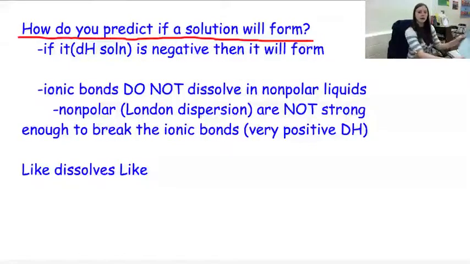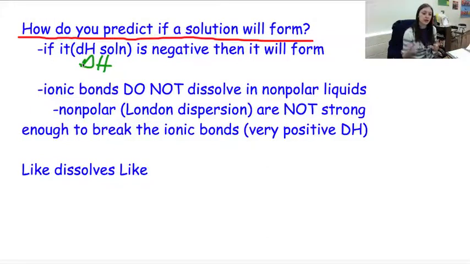Okay, so how do I predict if a solution is going to form? Well, if your delta H, and that D is actually one of those triangles, if my delta H for my solution is negative, then it's going to form. All right. Ionic bonds do not dissolve in nonpolar liquids because my London dispersion forces in nonpolars are not very strong. So they're not strong enough to then break the ionic bonds and pull it apart.